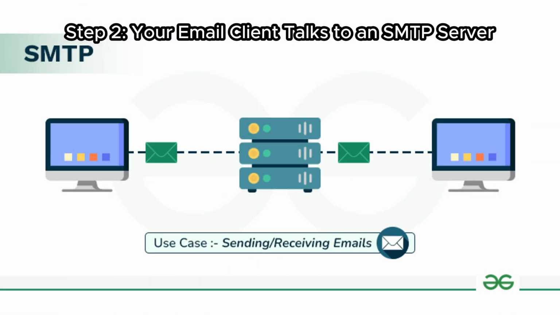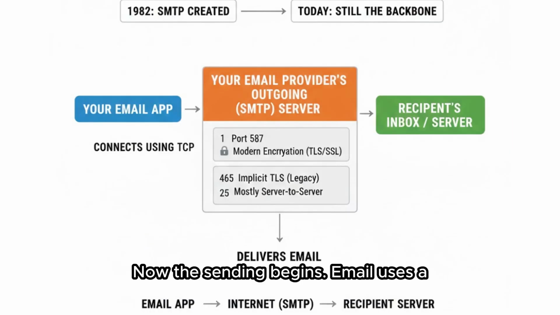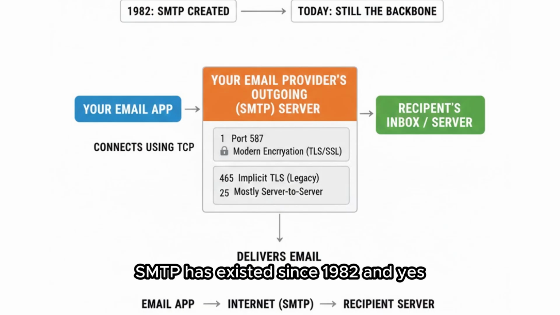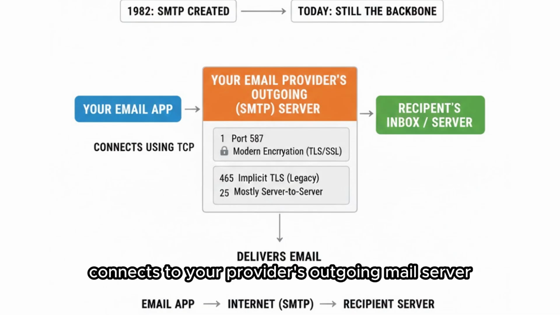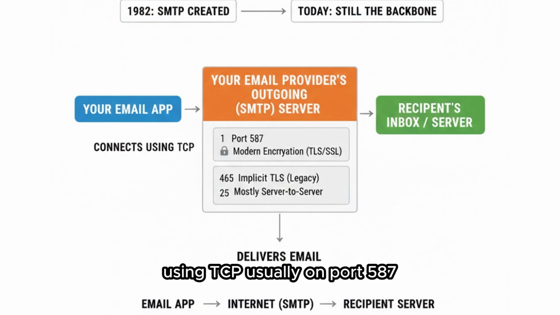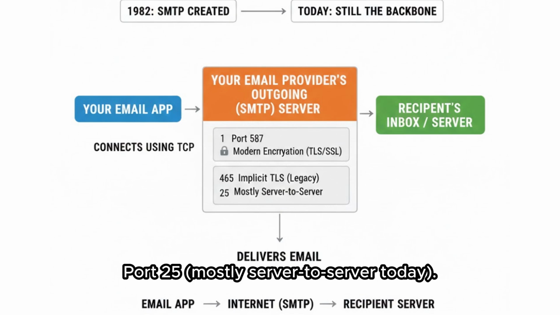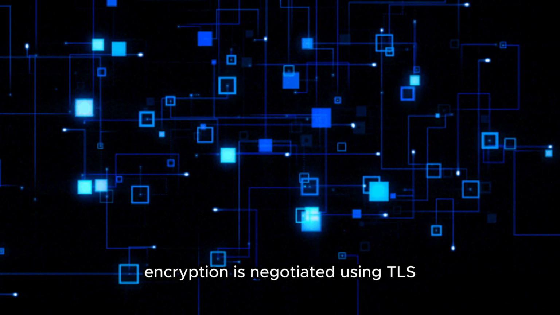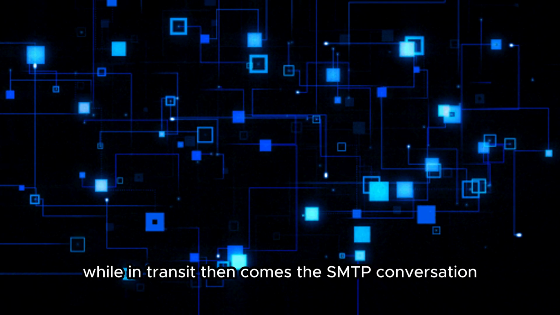Step 2. Your email client talks to an SMTP server. Now the sending begins. Email uses a protocol called Simple Mail Transfer Protocol, SMTP. SMTP has existed since 1982, and yes, it's still the backbone of email today. Your email app connects to your provider's outgoing mail server using TCP, usually on port 587, modern standard with encryption, port 465, implicit TLS, port 25, mostly server-to-server today. Before anything is sent, encryption is negotiated using TLS. This protects your credentials and message while in transit.